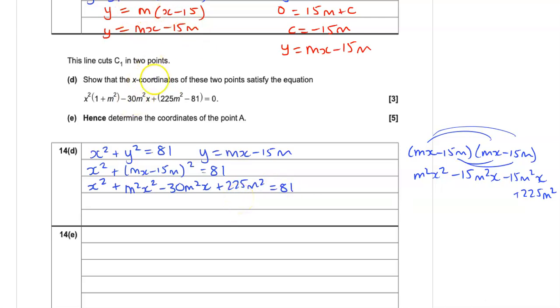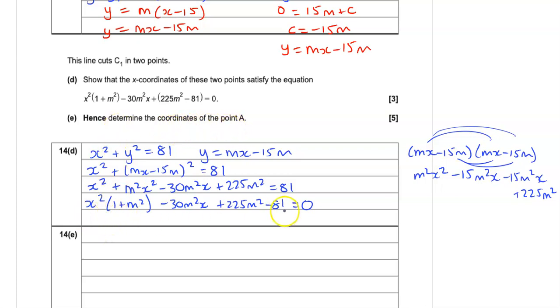And now, to make it look like the thing above here, we could factorise the first bit, so we would get x squared times 1 plus m squared, and then take away 30m squared x plus 225m squared minus 81 equals 0. Now it says, hence determine the coordinates of the point A.